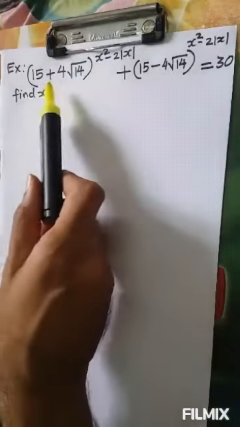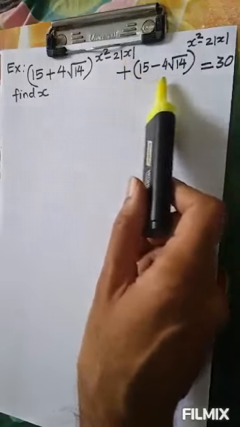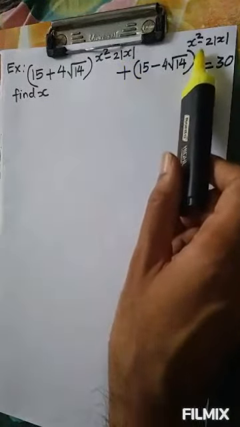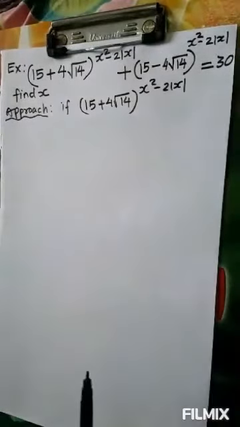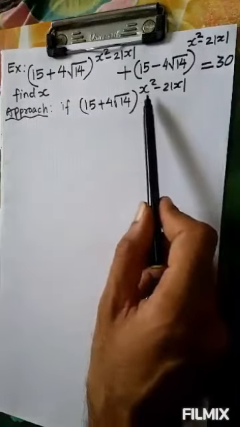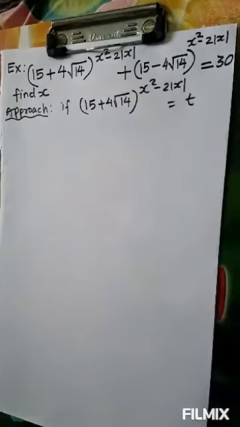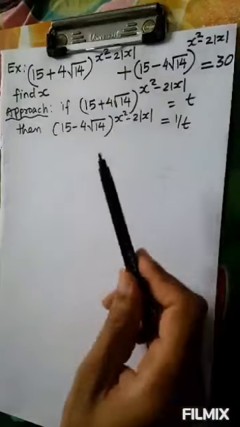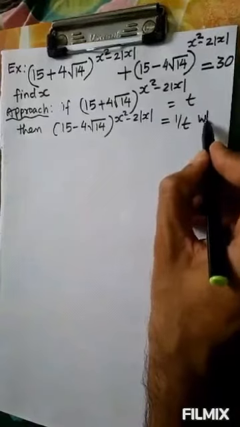Let's take an example. (15 plus 4 root 14) to the power (x square minus 2 mod x) plus (15 minus 4 root 14) to the power (x square minus 2 mod x) equals 30. We have to find x. So let's think about how we will approach this. The possible approach is, if we assume (15 plus 4 root 14) to the power (x square minus 2 mod x) as t, then the second term would be 1 by t. Now the question arises, why?